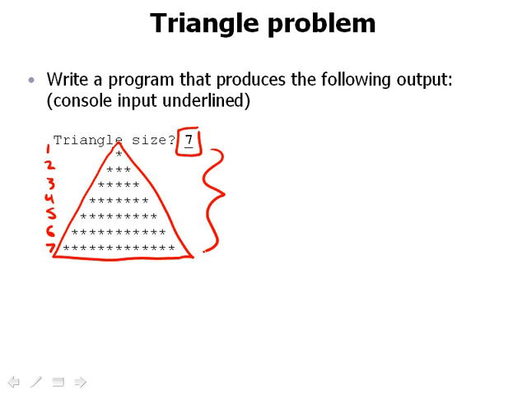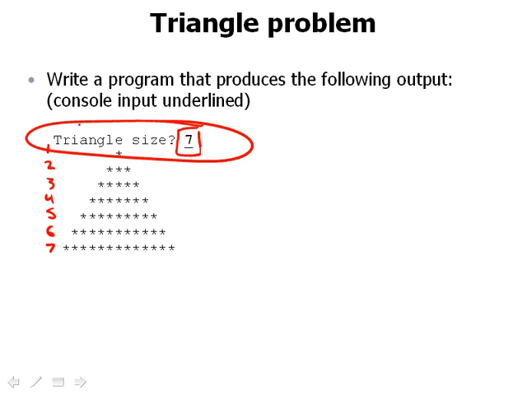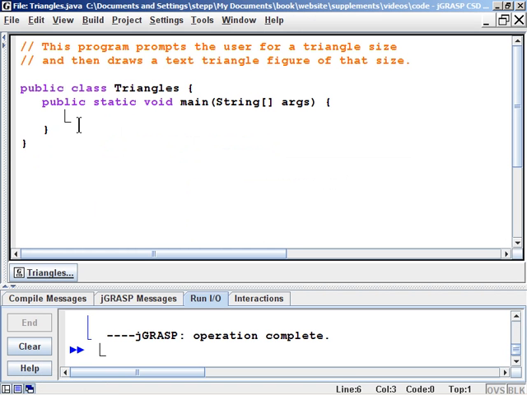So let's go to our editor for a minute. Maybe we can set up some of the initial code for getting started on this program. Let's write the part of the program that prompts the user for the triangle size and reads that information from the user there. So here's an empty program here.